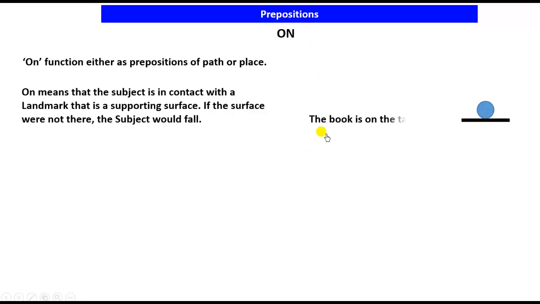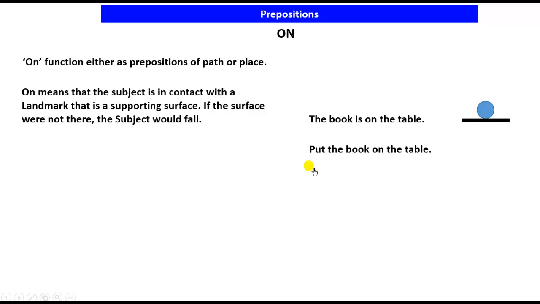See the example. The book is on the table. Book and table. The book is the subject and the table is the landmark. So subject and landmark both are in contact, and the landmark is supporting the subject. If this landmark, that is the table, is removed, the book will fall down due to gravity, and therefore in this case we can use "on" as the preposition, because book and table both are in contact and the table is supporting the book.